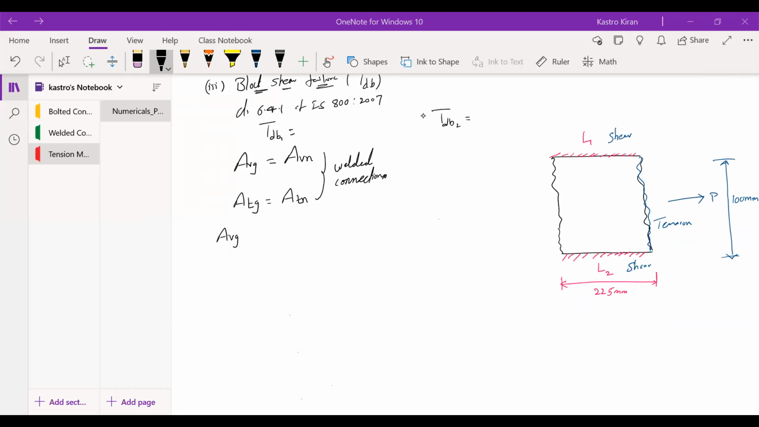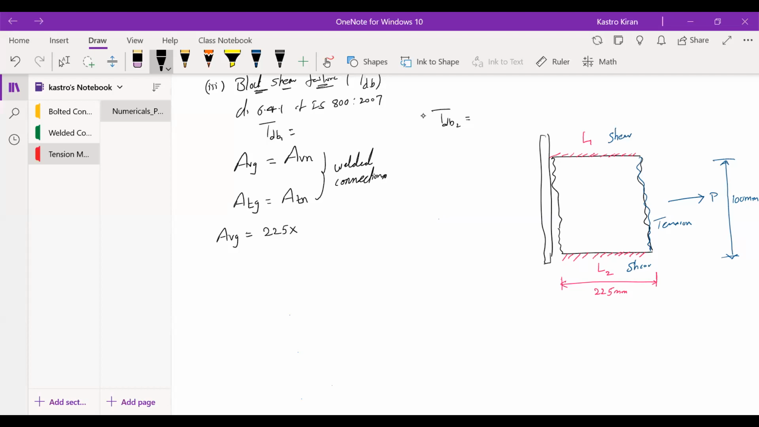Okay, fine. So the gross area in shear is taken as the length at the top and length at the bottom, or average length you can say, that is 225, into the thickness. The thickness, not of the angle section, you should consider the thickness of the gusset plate, because this entire angle section is connected to the gusset plate. So consider the thickness of the gusset plate here. Remember, that's the key thing you have to remember here.